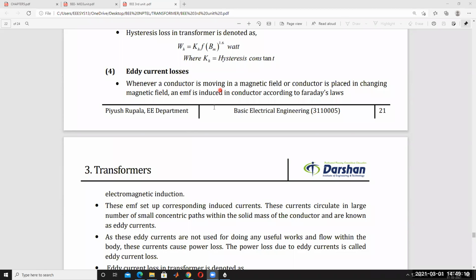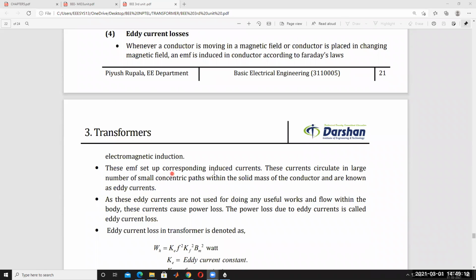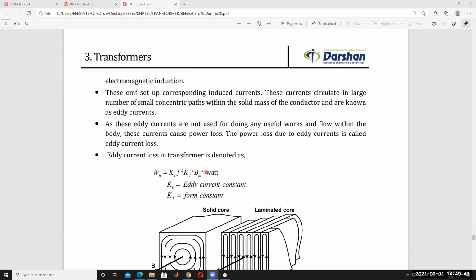This EMF sets up corresponding induced currents. These currents circulate in a large number of small concentric paths within the solid mass of the conductor and are known as eddy currents, which cause eddy current loss. Okay, understood. So like this.